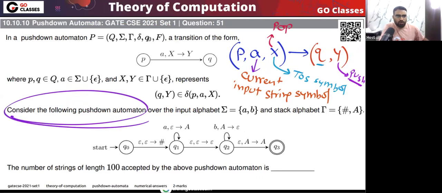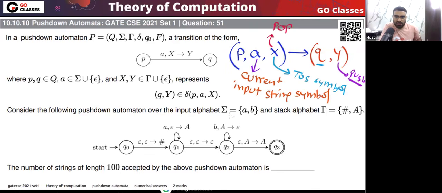Now consider the following pushdown automata with the input alphabet a, b. So remember, our input alphabet is a, b, so our language will be a subset of sigma star. Our language will have strings from the input alphabet. The stack alphabet is given to you, that is gamma equal to hash, a.